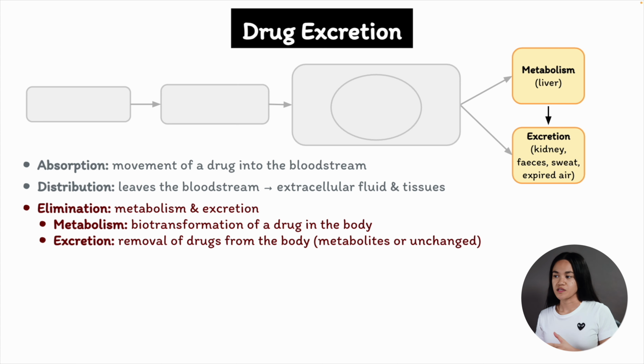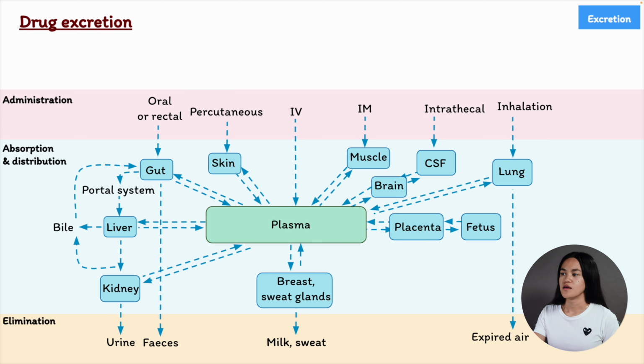Now, excretion is the other process of elimination. So let's subtract complexity and break down what excretion is and why it's important in pharmacokinetics. Drug excretion is the removal of drugs or their metabolites from the body, from the plasma. This process is important for maintaining drug levels within a therapeutic range and preventing accumulation to toxic levels.